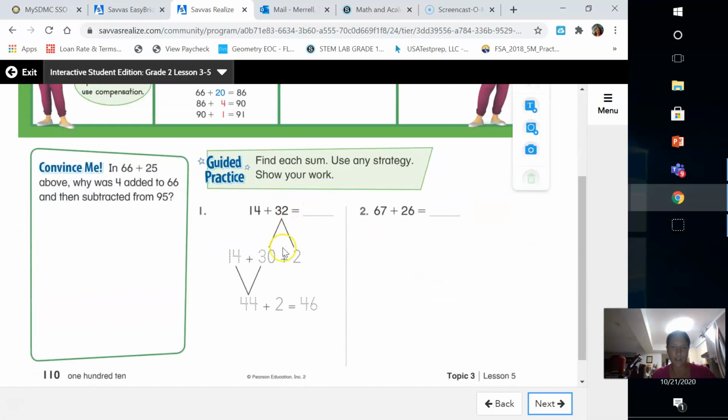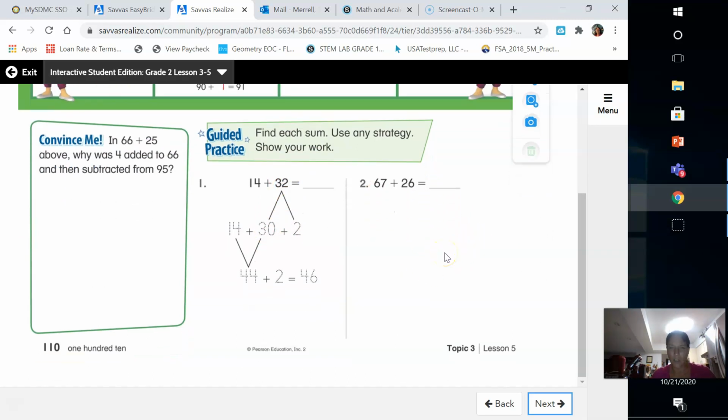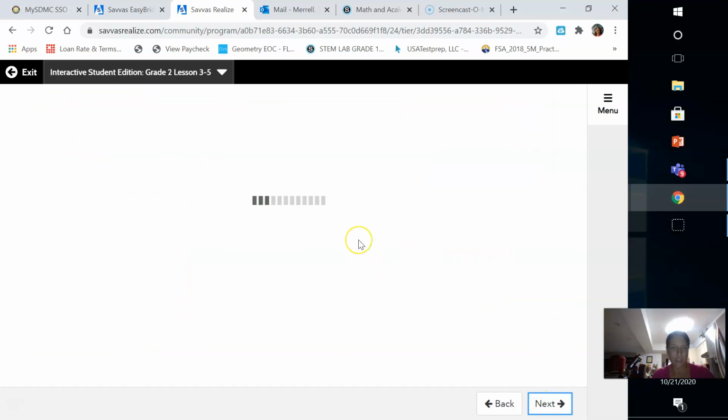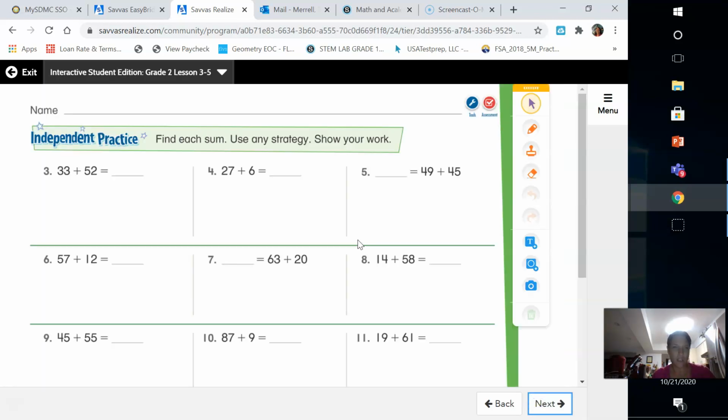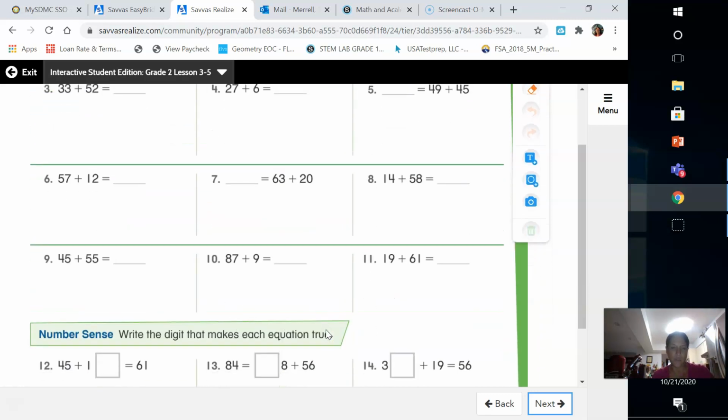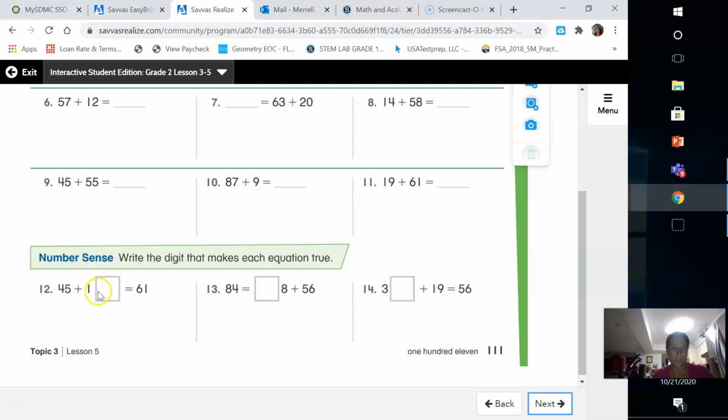All right, so here they're doing the one where they break it apart. You can choose one here. Okay, write it out so I can see how you did it. And then there's just a bunch of ones to practice here. Any strategy you want to use, guys. And then there's some of these tricky ones down here where it's got one addend, but not the other one.